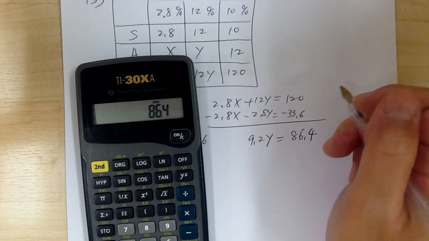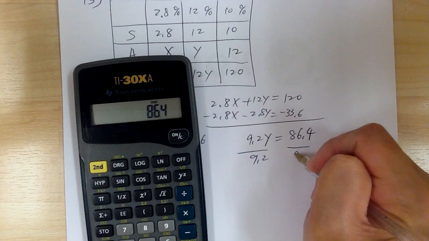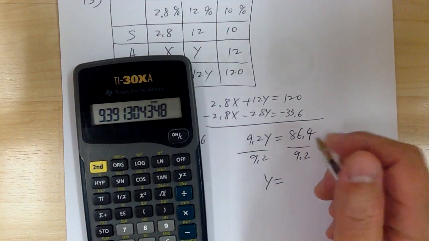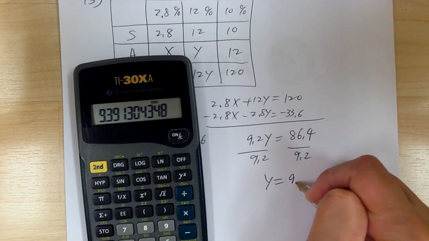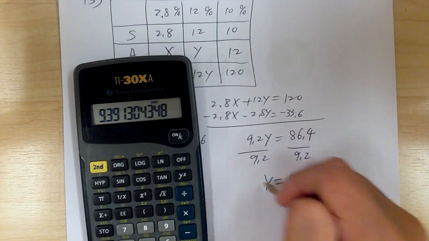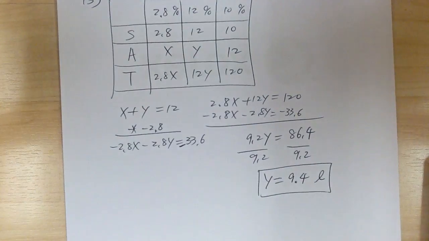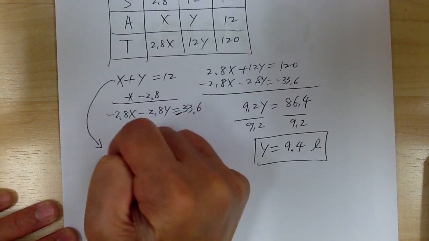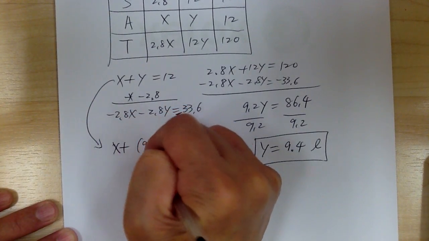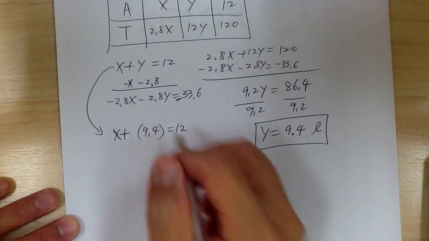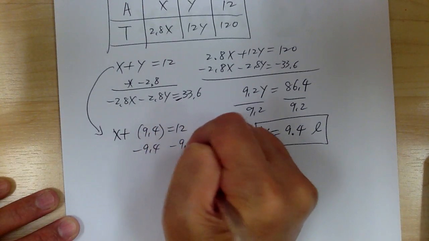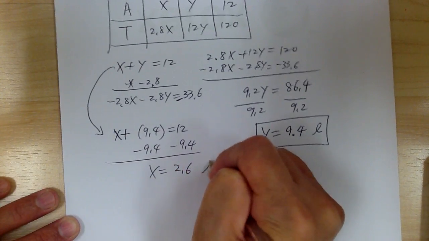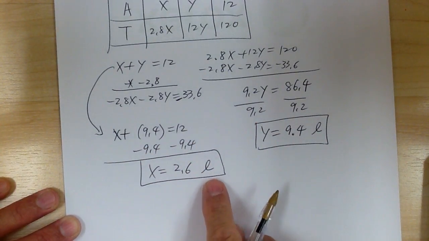And then after that, you want to go and divide by 9.2, so y equal to, and you want to round to the nearest tenth, so it'd be 9.4 liters. Okay. So 9.4 liters, again, use this equation to solve. So you get x plus 9.4 equal to 12. So minus 9.4 minus 9.4. So x equal to 2.6 liters. Again, remember your label.